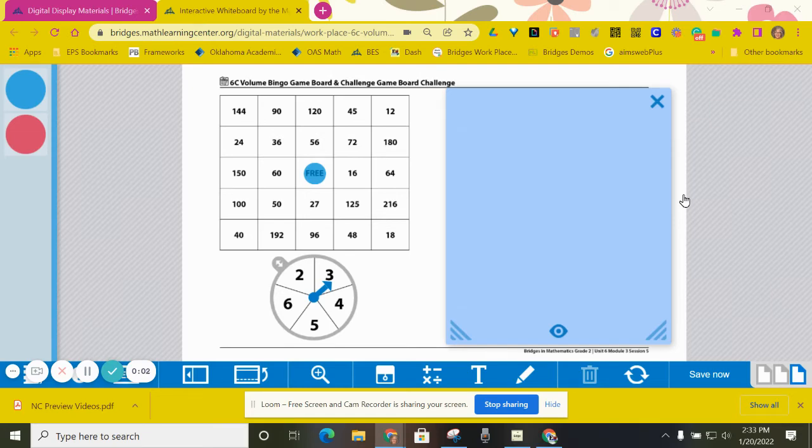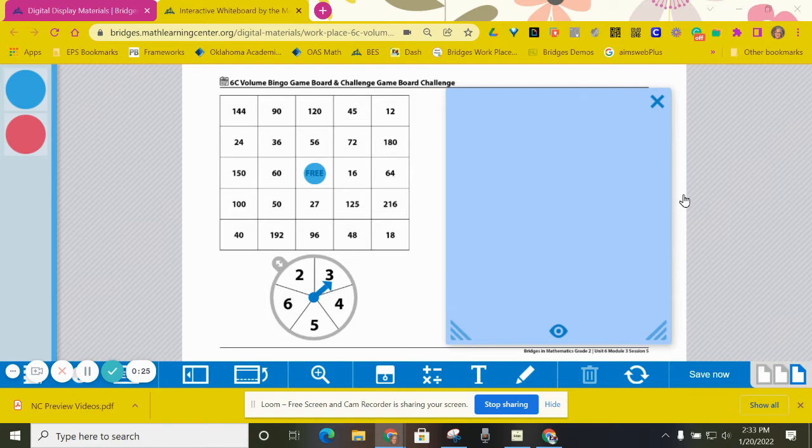These are the instructions for Workplace 6C Volume Bingo. Each pair of players needs 2 Volume Bingo game boards, 2 Volume Bingo record sheets, 1 spinner overlay, and game markers, about 20 in each of 2 different colors.